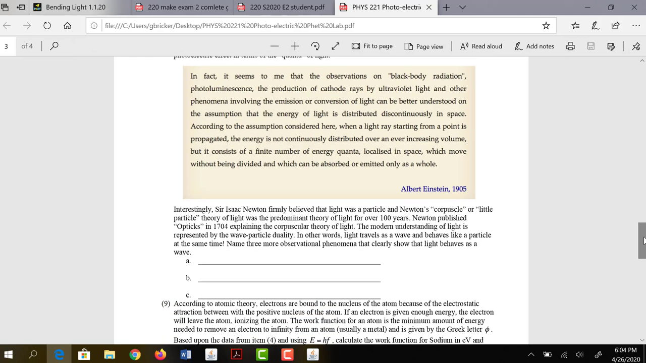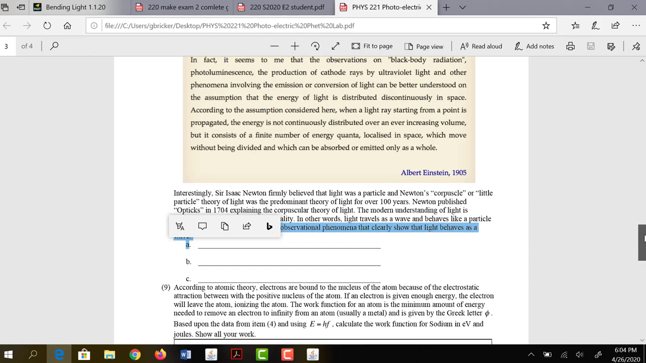The other part of part A here is, in other words, light travels as a wave and behaves as a particle at the same time. Name 3 observational phenomena that clearly show that light behaves as a wave. So think about what we did back in chapter 25 when you answer this. There's at least 3 ways from chapter 25 where we looked at the wave behavior of light.